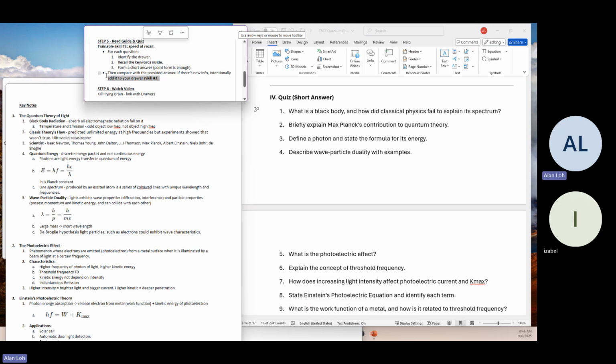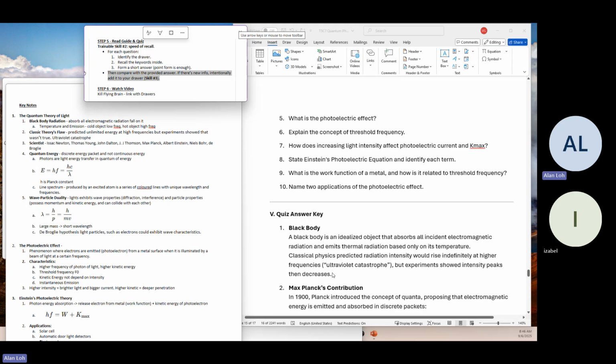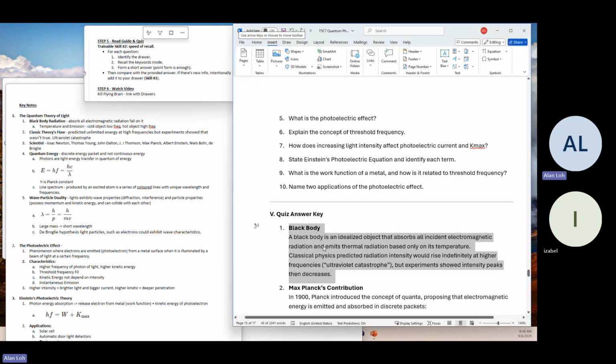Now, let's go to this one. After you have formed some level of your answer, you try to compare it with the right answer and see whether there is new understanding that you can pick up and put inside your first drawer. Let's see. So answer number 1 is this: a black body is an idealized object that absorbs all incident electromagnetic radiation and emits thermal radiation based on its temperature. Classical physics predicts radiation intensity would rise indefinitely at higher frequency, the ultraviolet catastrophe, but experiments show intensity peaks then decreases. Excellent. I think the answer is exactly as mentioned over here.